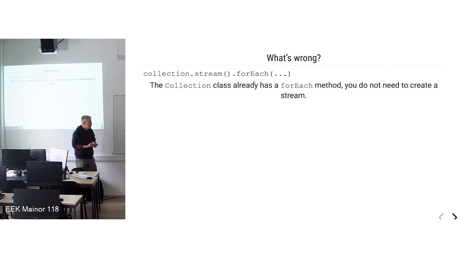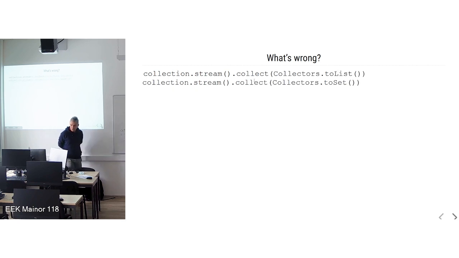It's most effective, it's clear, it allows you to do more things. It's less headache with checked exceptions. So if iterating through a collection is the only thing that you need to do, please use the forEach method of collection or the plain good old for loop. Okay, what's wrong here?